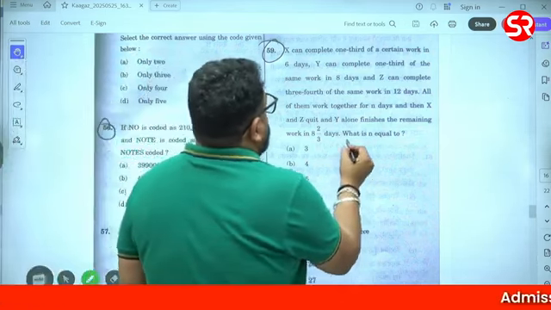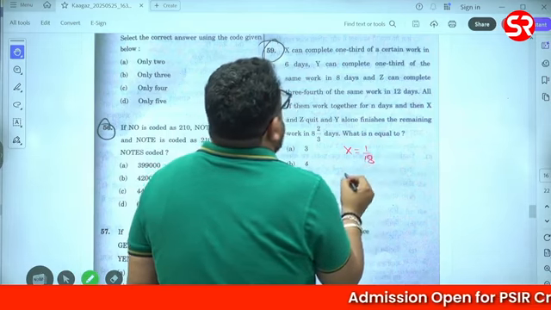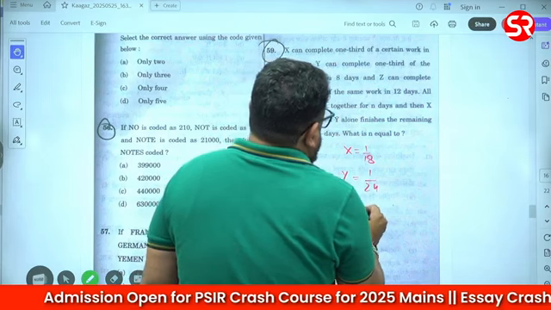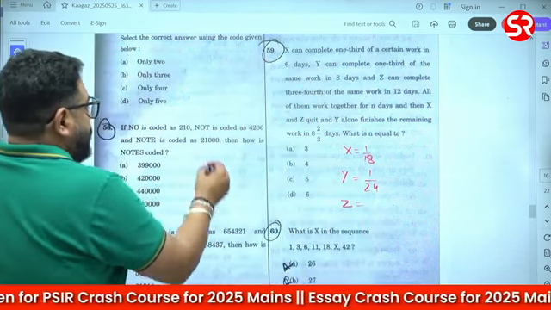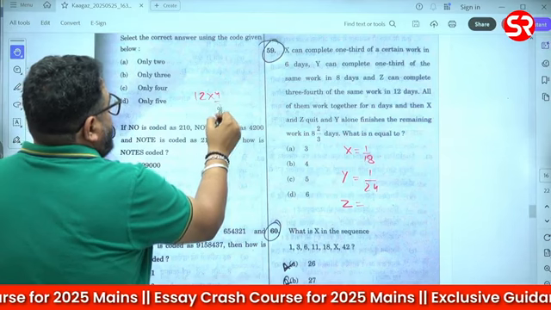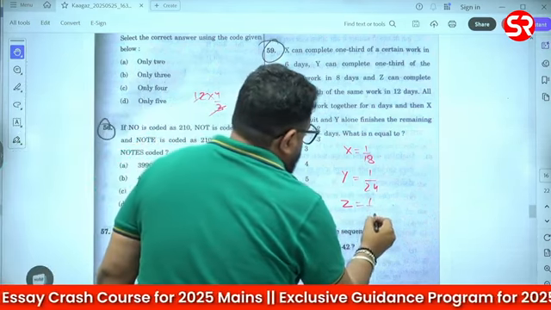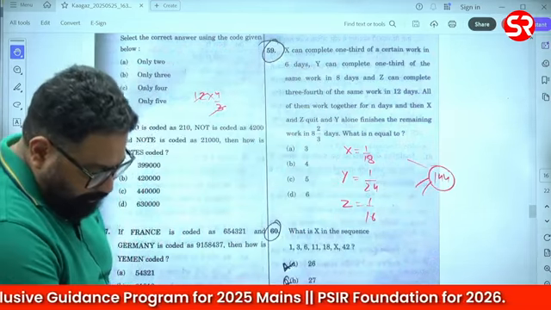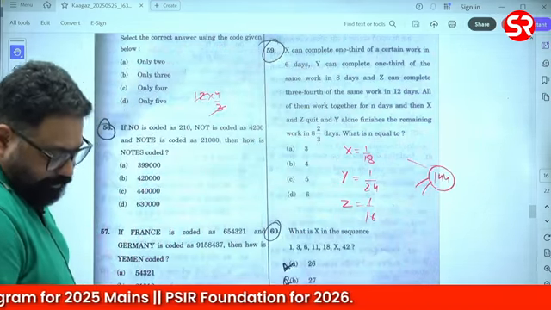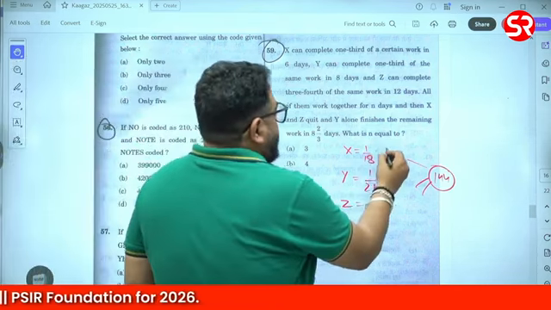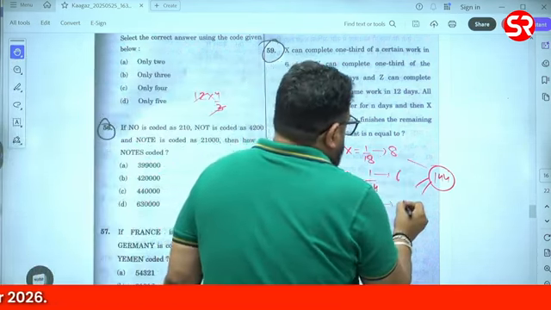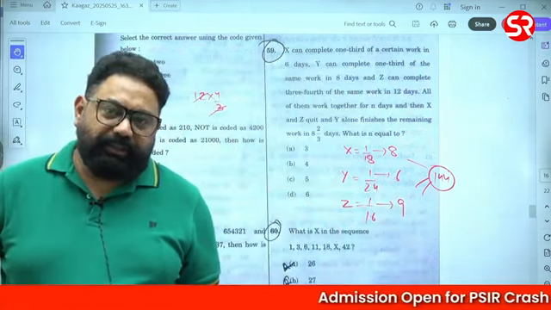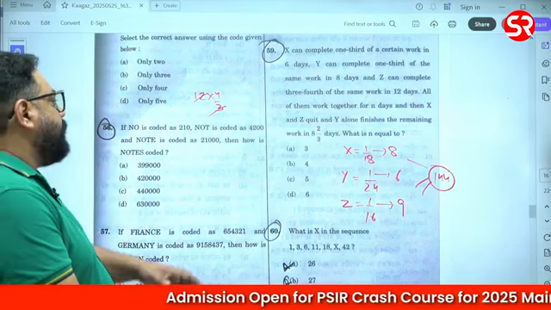X does 1/3 in 6 days, so X is 1 by 18. Y can complete 1/3 in 8 days, 1 by 24, and Z 3/4 in 12, into 4 by 3, isn't it, guys? 1 by 16. LCM 144. This is what I got, right? So yeah, 8, 6, 9. X makes 8 units, Y makes 6, Z makes 9 units per day, isn't it? That is how we have done this in your chapter as well.